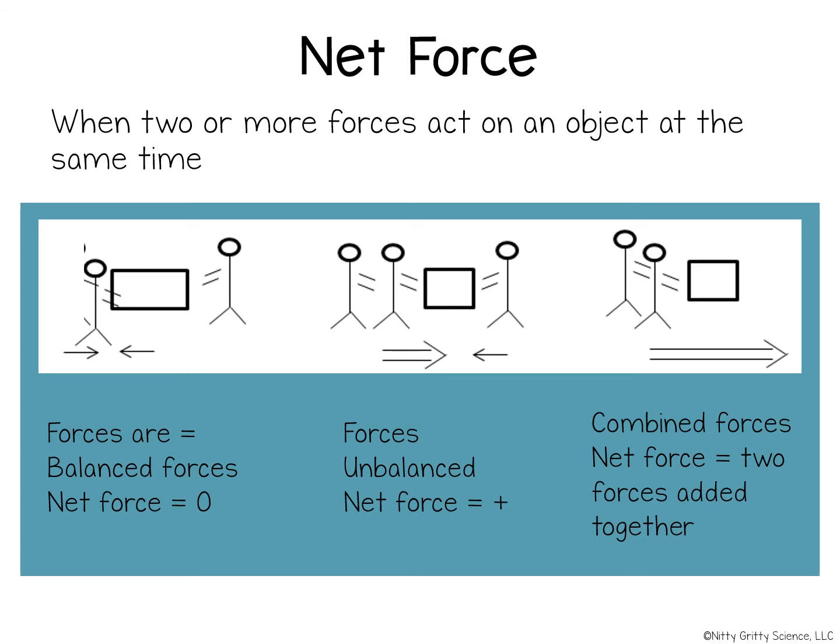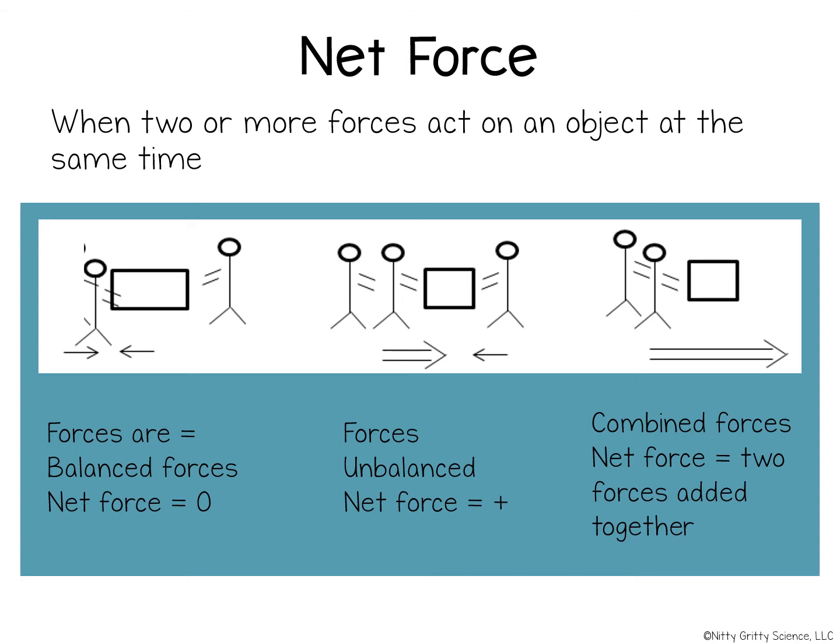Now, let's say a friend comes along and now two students are pushing on one side of the box and the same student is pushing in the opposite direction. A net force will occur in the direction of the larger force. The students who push with the greater force will cause the box to move in the direction of that force. If the box moves in the direction of the larger force, then there are considered to be unbalanced forces.